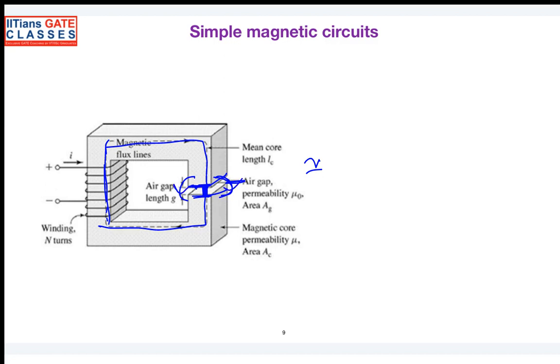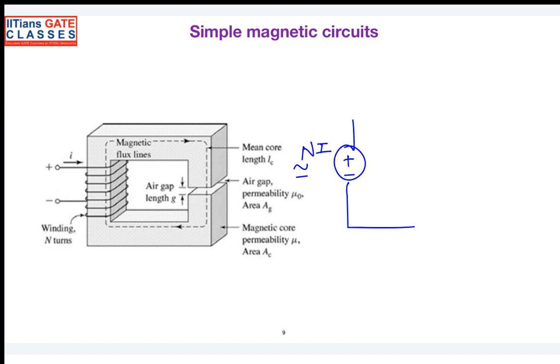That fringing field I was not considering here. I was making sure that the magnetic flux is uniform. Which means that whatever flux is generated because of this magnetomotive force passes through the core, and the same flux passes through the air gap. In that case, I want to model the circuit. How to model? First of all, the MMF created in the circuit is the same as Ni. It is not going to change.